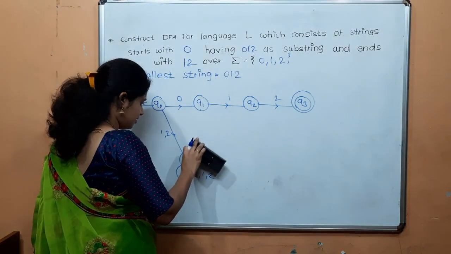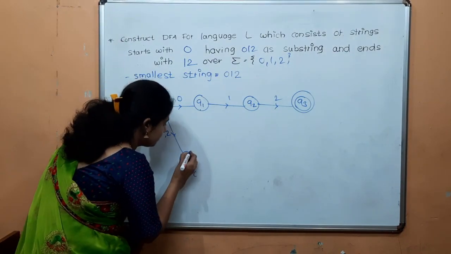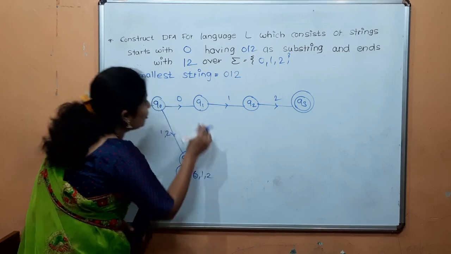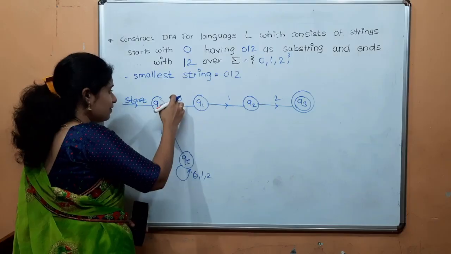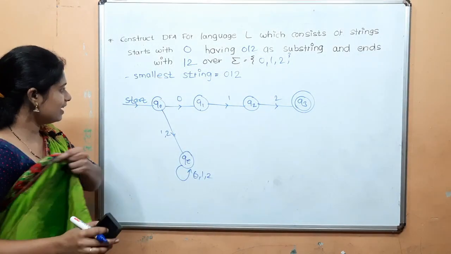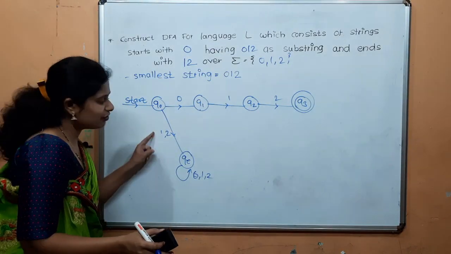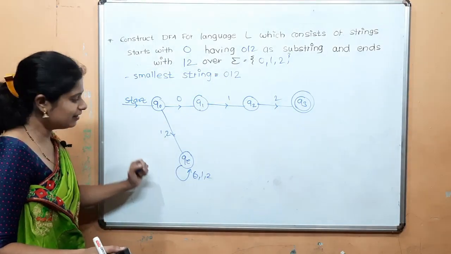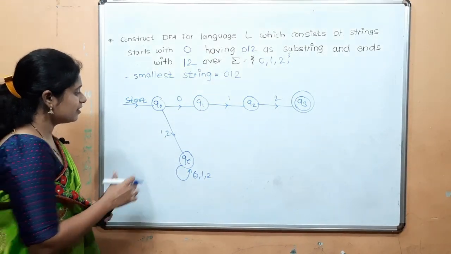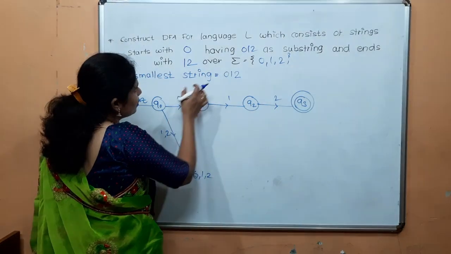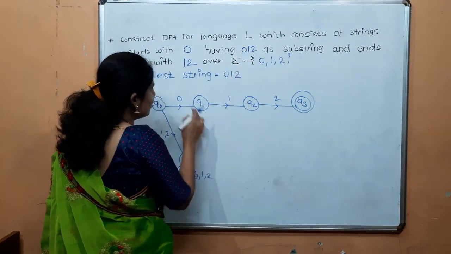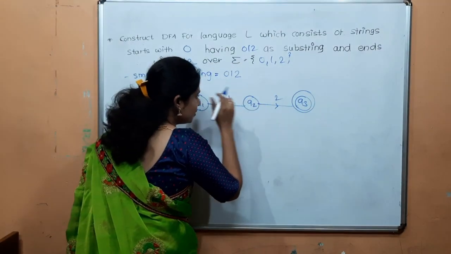Okay, here we cannot give the not a 0, 1. Okay, starts with 0. If the string starts with 0, then if it starts with 1 or 2, it will become invalid. So here we can give the 1 and 2 to the dead state. Okay, after this 0, having 0, 1, 2.